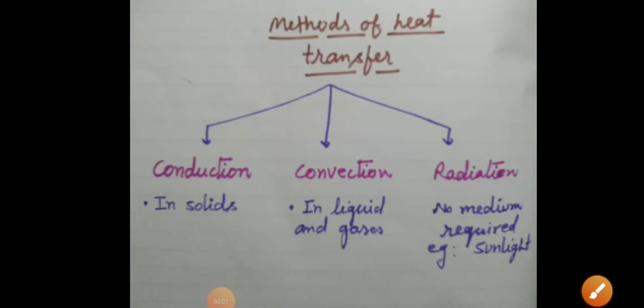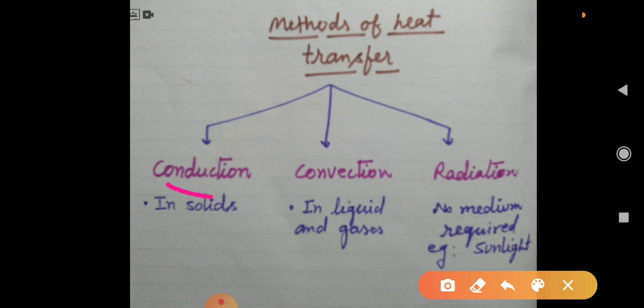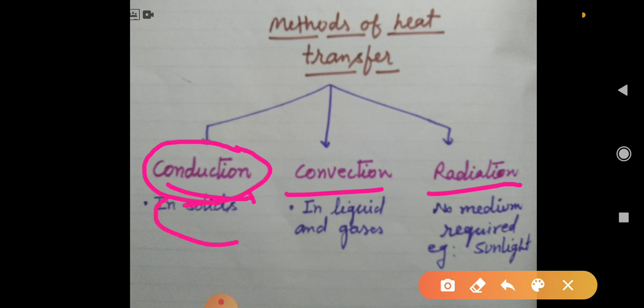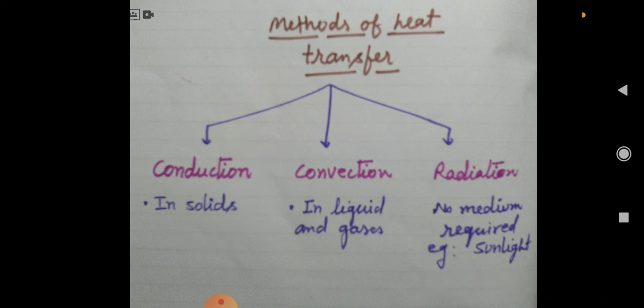Now the next topic is methods of heat transfer. How is heat transferred from one body to another body or within one body? There are three methods. The first method is conduction, the second method is convection, and the third is radiation. Conduction, convection and radiation. Conduction takes place in solids. It means in solids heat is transferred by conduction, and in liquids heat is transferred by the process of convection.